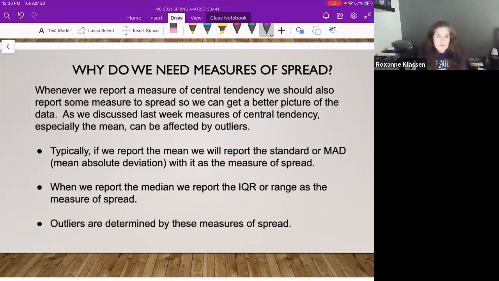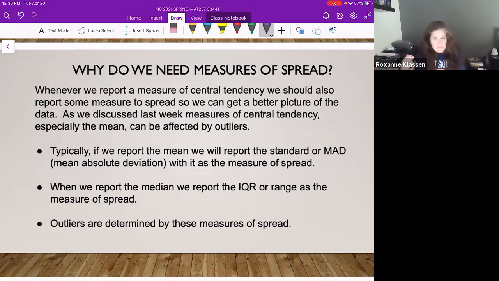You wouldn't report the median and the standard deviation together because the standard deviation is not calculated from the median, it's calculated from the mean. And if you report the mode, you're probably not reporting very much measure of spread.